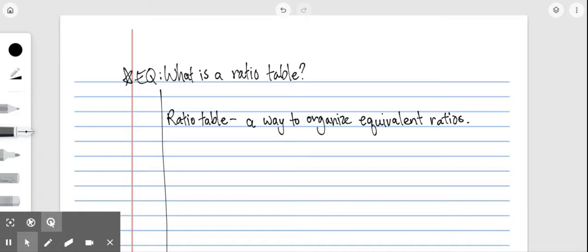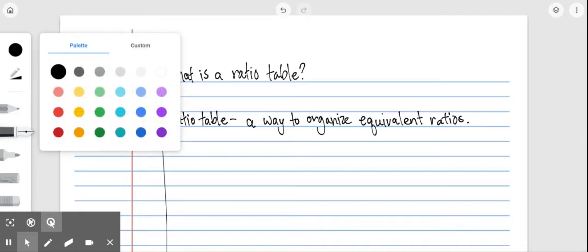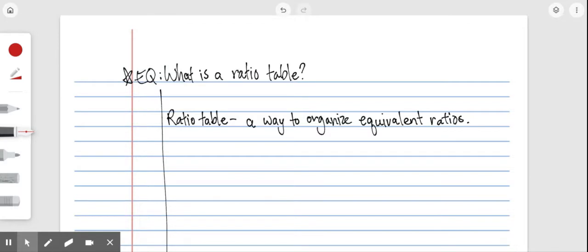So as a reminder, I'm going to put this reminder on the side. Equivalent ratios are ratios that represent the same sort of problem. Ratios that represent the same quantity or the same comparison.